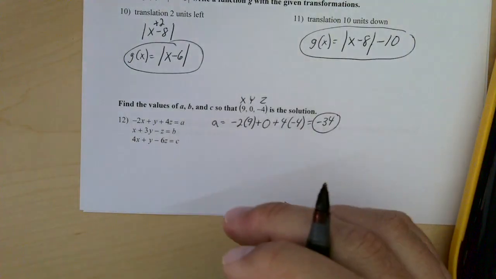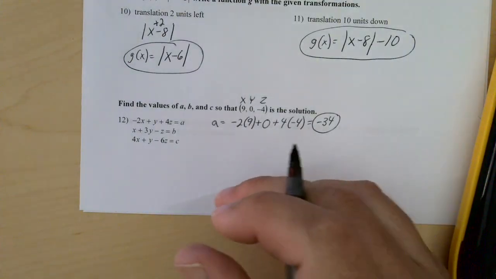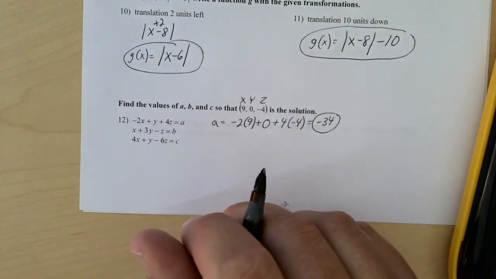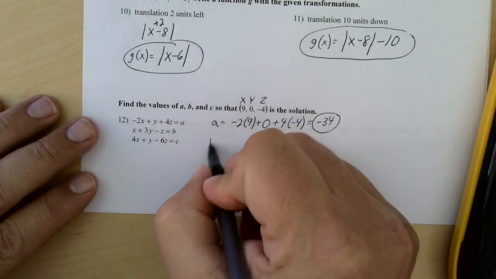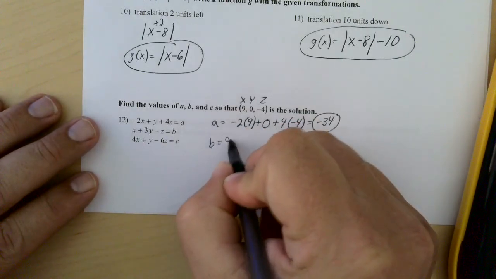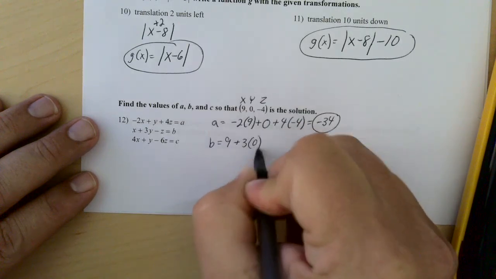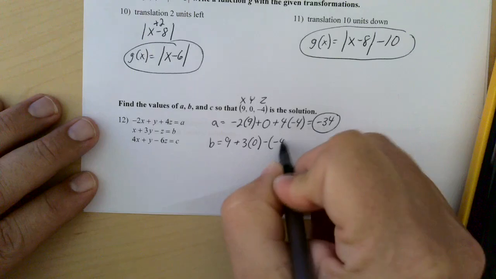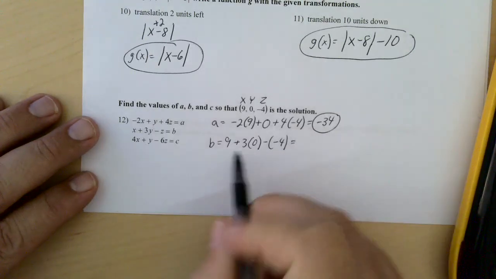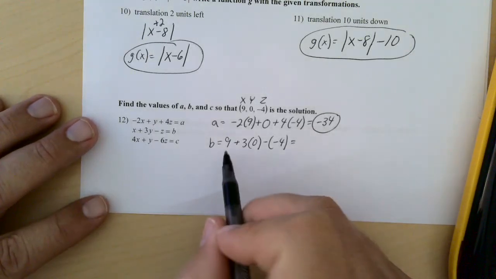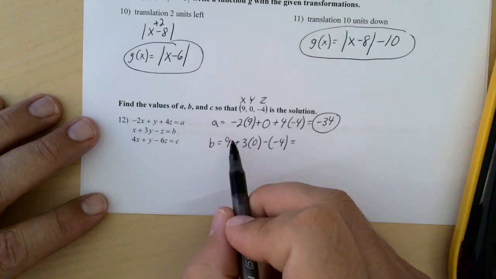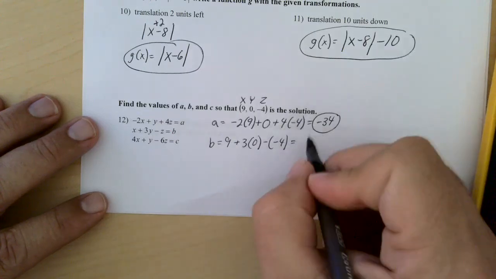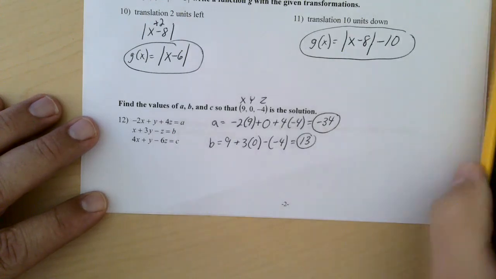Okay? The next one, when you do the b, it's the same concept. All we have to do is substitute in. So I'm going to write b equals 9 plus 3 times 0 minus, now just be careful of minus and negative. Okay, a lot of students struggle with that. I'm actually going to do this first in my head, and then I'll check it on the calculator. I know that's 9 plus 4, which is 13, but I'll show on a calculator.